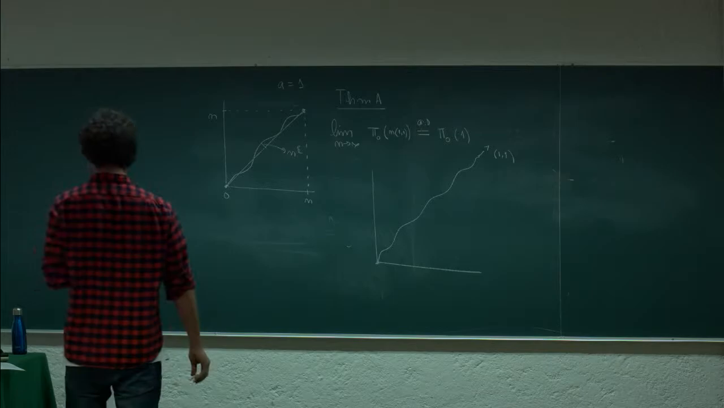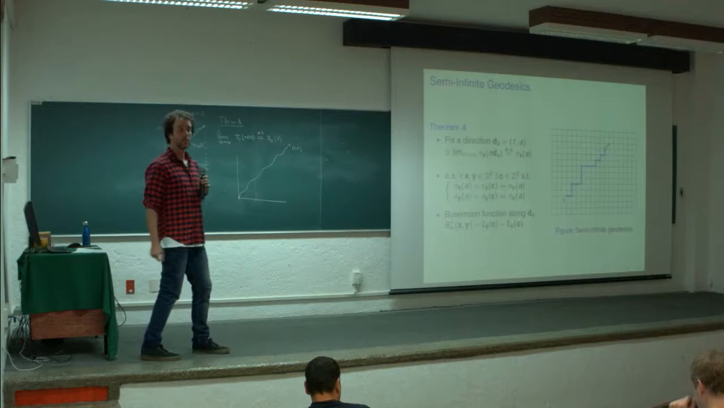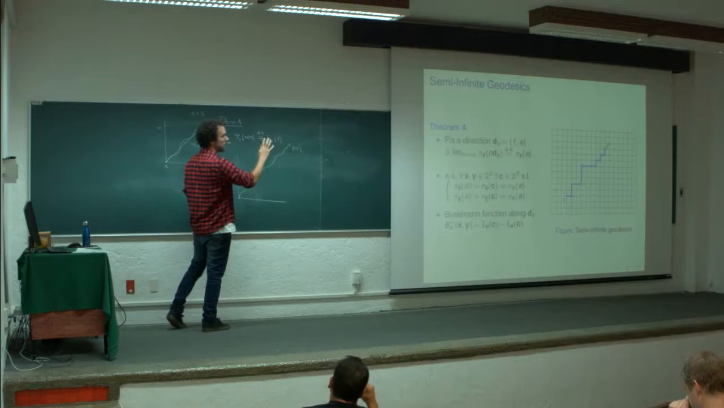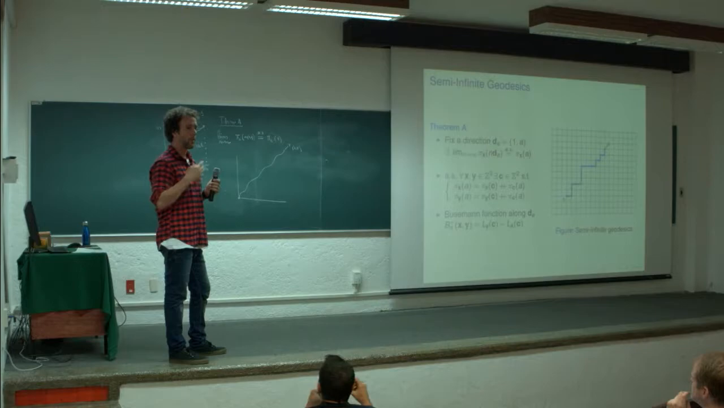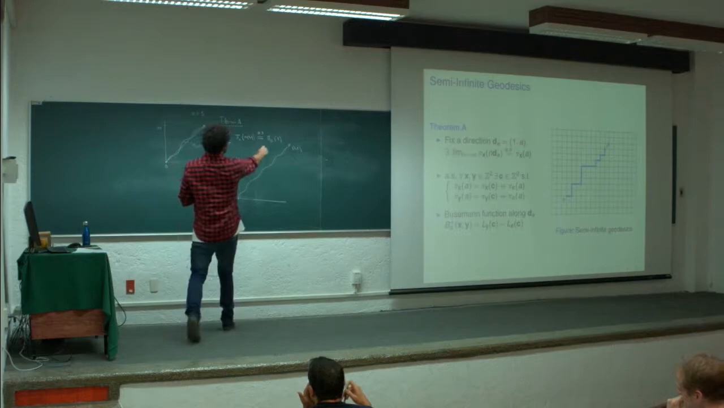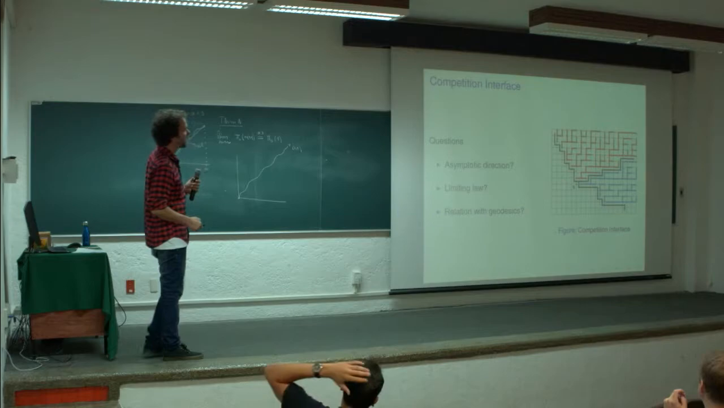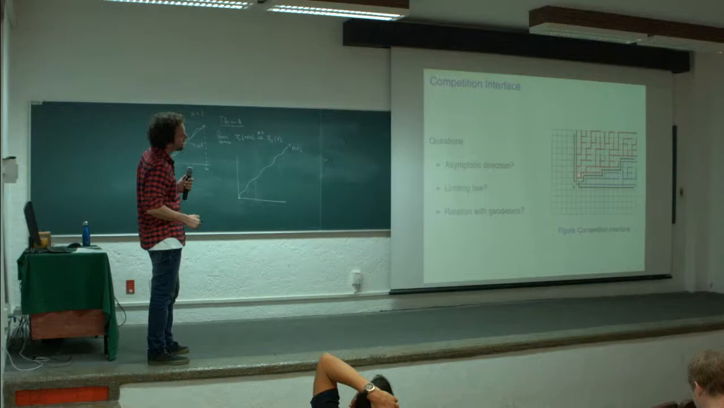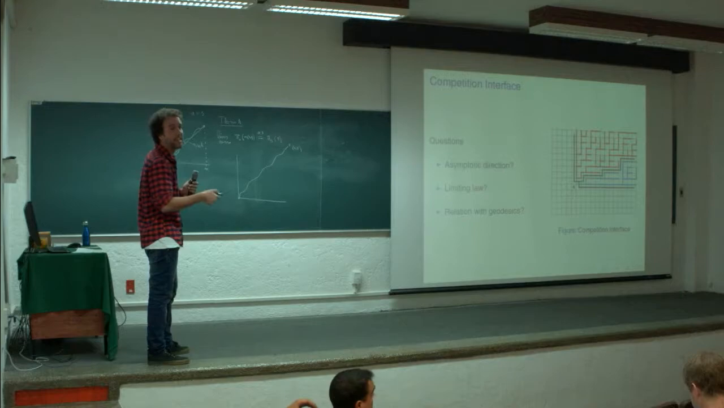But if you don't fix the direction, then you don't have uniqueness. You might have convergence along some subsequence, but you don't have uniqueness of this path. You can actually see this, for instance, in the competition interface. Here you will see that the competition interface has a random direction, and in this random direction you will have a semi-infinite geodesic coming from the red side and a semi-infinite geodesic coming from the blue side. So in some random directions, you have no uniqueness of semi-infinite geodesics. Okay?